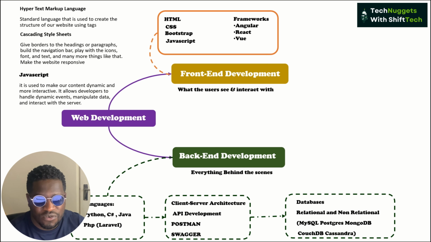For databases, there are relational and non-relational databases, right? For relational, we're talking about SQL, MySQL, and Postgres. Then for non-relational, which are more like document databases, we're talking about MongoDB, Cassandra, and also CouchDB, right? All of these have pros and cons, right?